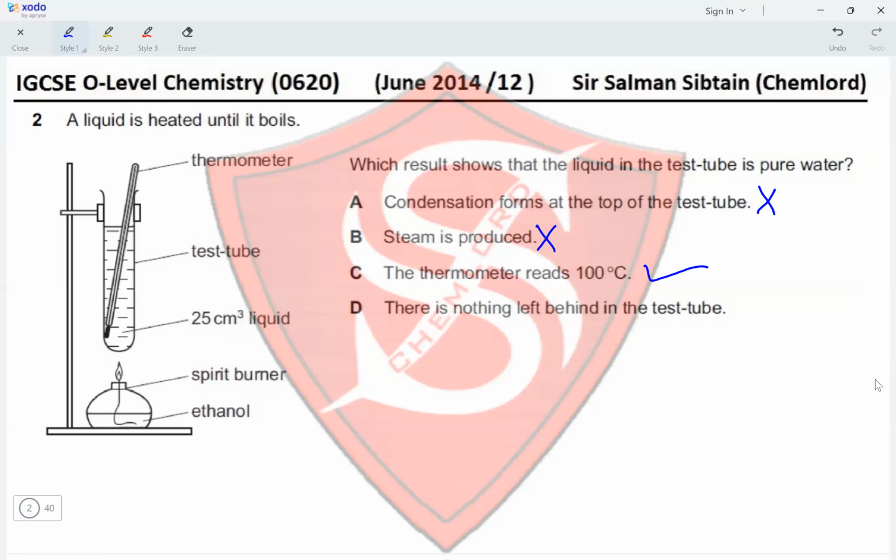And there is nothing left behind in the test tube. A liquid was present, which when heated completely turned to vapor. That's all that can be concluded from this statement. Therefore, option C is the correct option for this question.